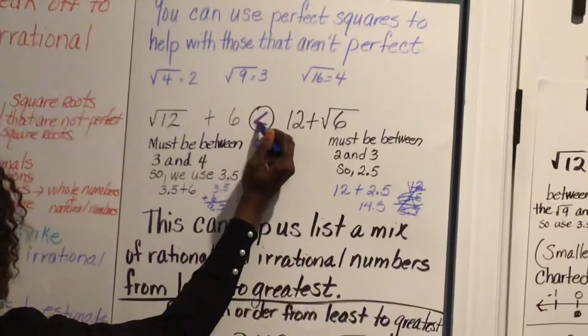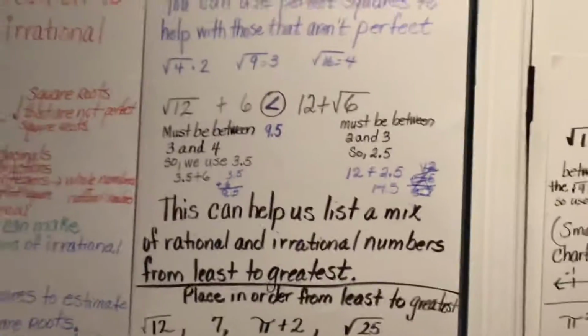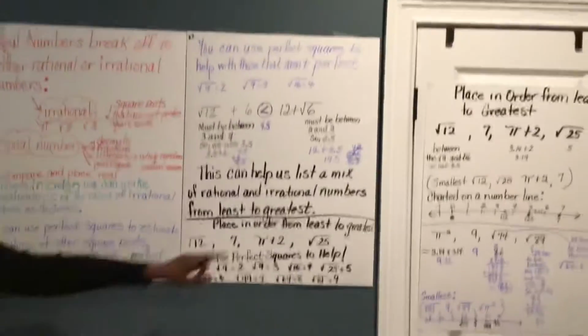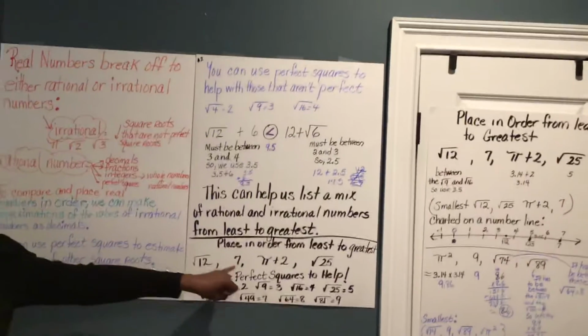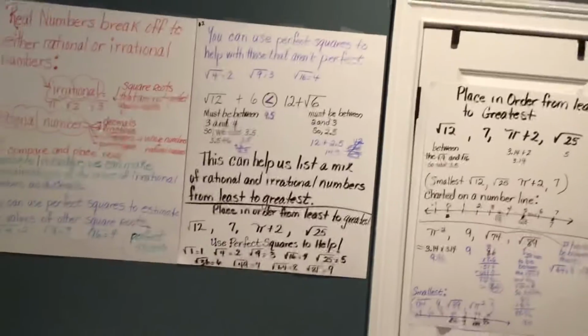Good catch. I like the way you're not falling for those good old tricks that I try to put on you sometimes. Next, this can help us list a mix of rational and irrational numbers from least to greatest. So now we're going to place all of these in order from the smallest to the largest. I have the square root of 12, 7, pi plus 2, and the square root of 25.